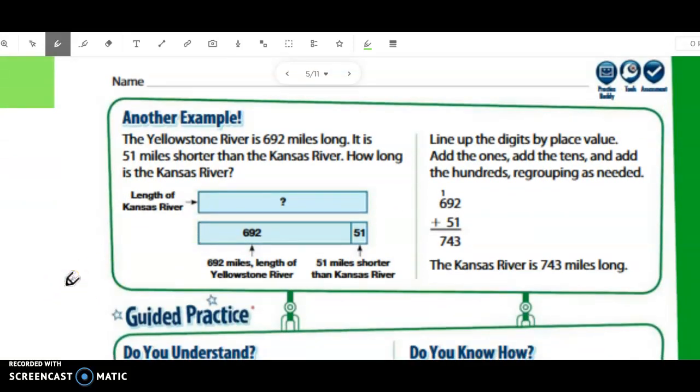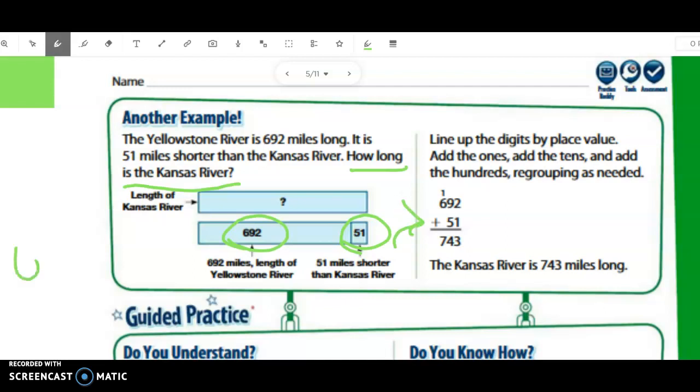The Yellowstone River is 692 miles long. It is 51 miles shorter than Kansas River. How long is the Kansas River? So here we have our two numbers. Underline our question. And we are going to estimate to see if we'll get close to the answer that they already got us.